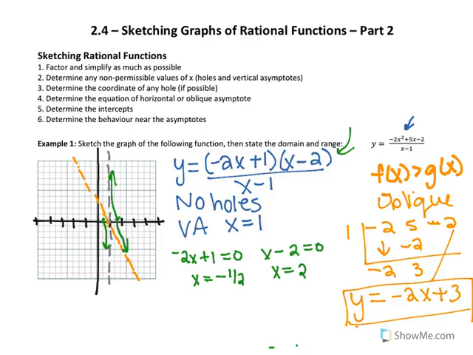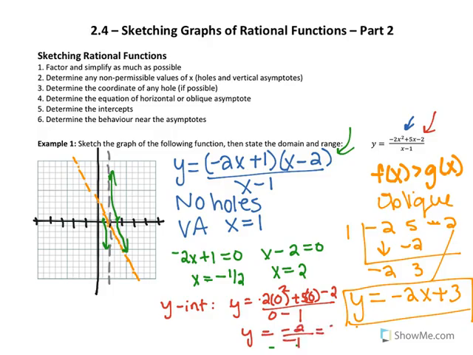Oh, I guess we could be specific on the y-intercept too. Let's find that y-intercept. To find the y-intercept, we're going to go back to our original equation and plug in a 0 for everything. So -2 times 0 plus 5 times 0 minus 2 over 0 minus 1. So we have -2 over -1, so it's at 2. So you can specifically put the y-intercept at 2. You should be able to always find all your intercepts, all your asymptotes, and all of your holes if necessary. So there's our graph. We didn't even need Desmos.